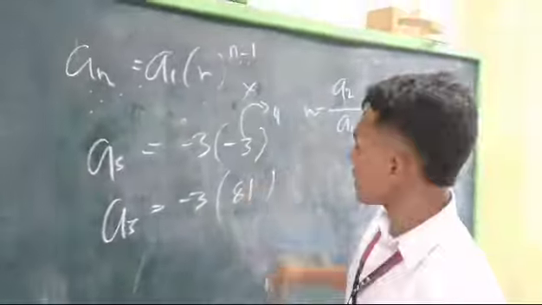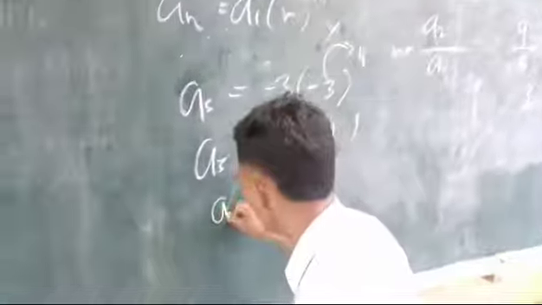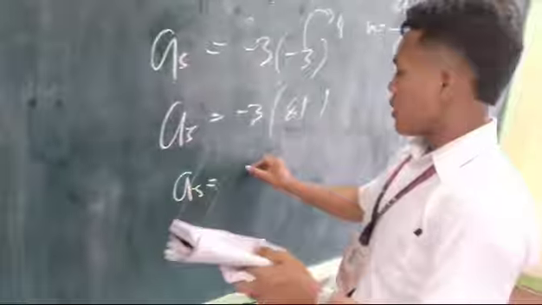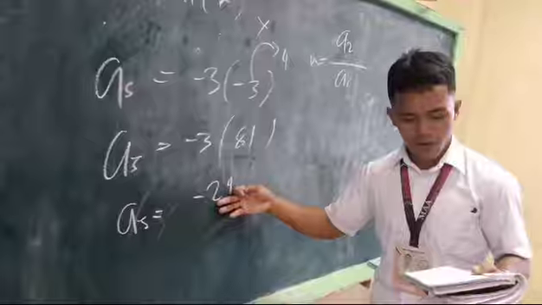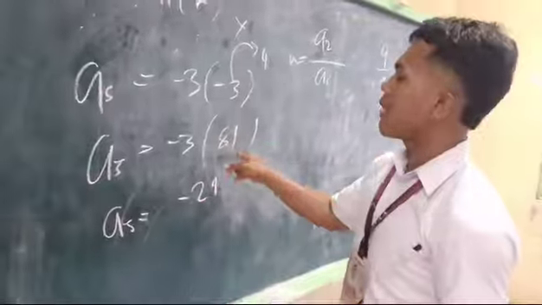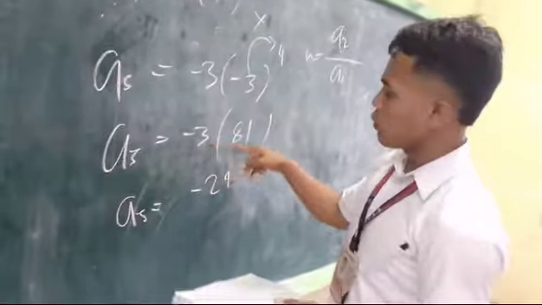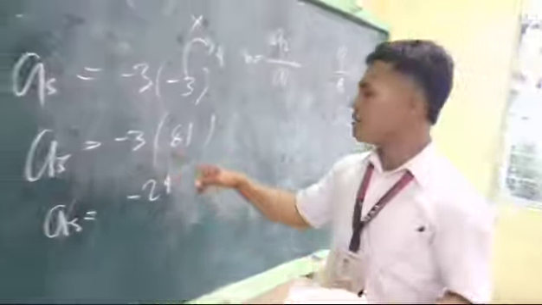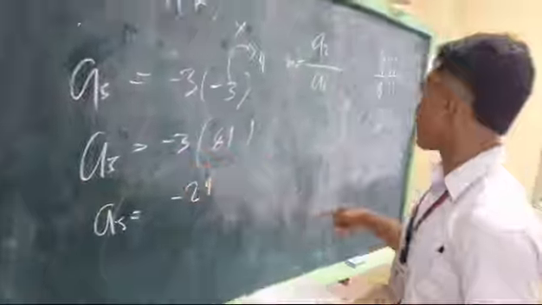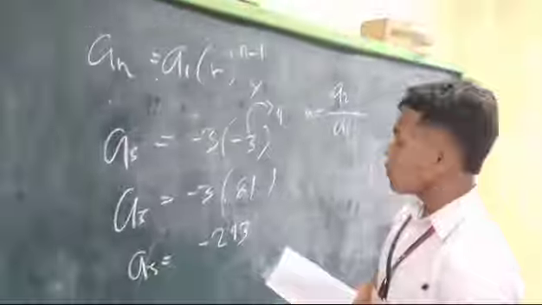So now a sub 5 equals negative 243. How do we get negative 243? We simply multiply both terms: negative 3 times 81. So now you will find the answer to the next problem.